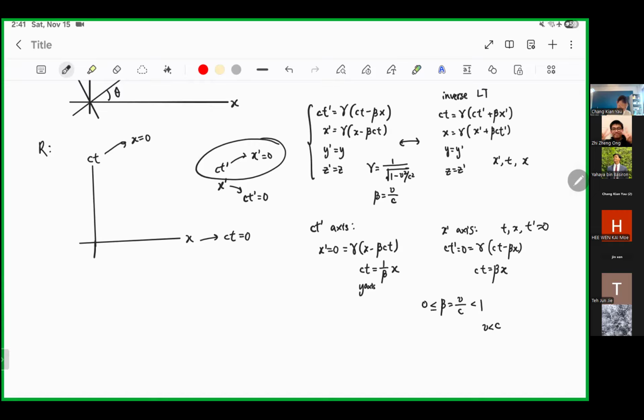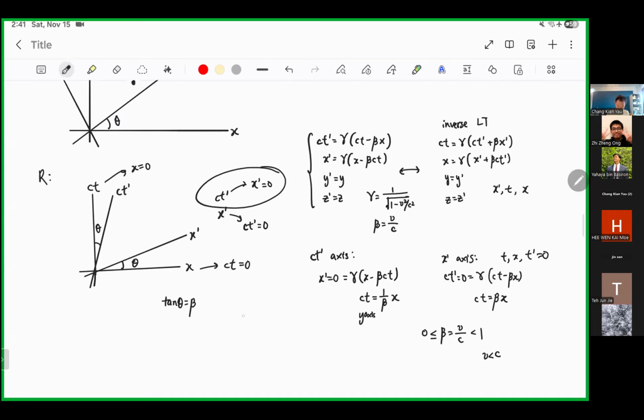Basically what this means is that there will be a slope like this for your x prime axis, and then the ct prime axis is something like this. Let's say this is theta. Then tangent theta equals beta, because the tangent of the angle is the gradient of the slope. Similarly, you have a theta here. And this is what we call a Minkowski diagram.